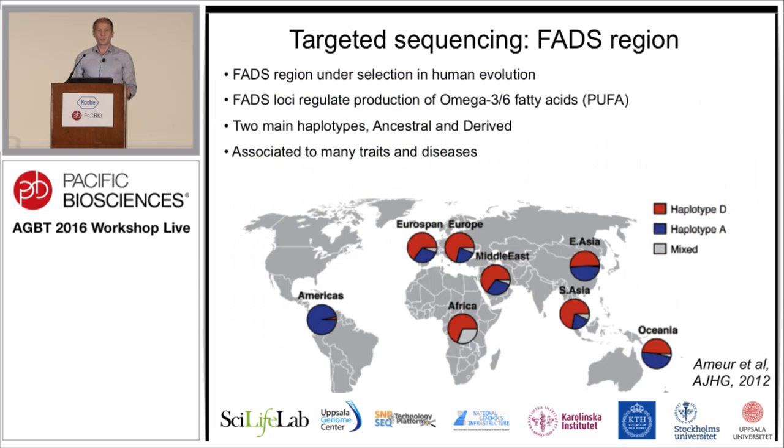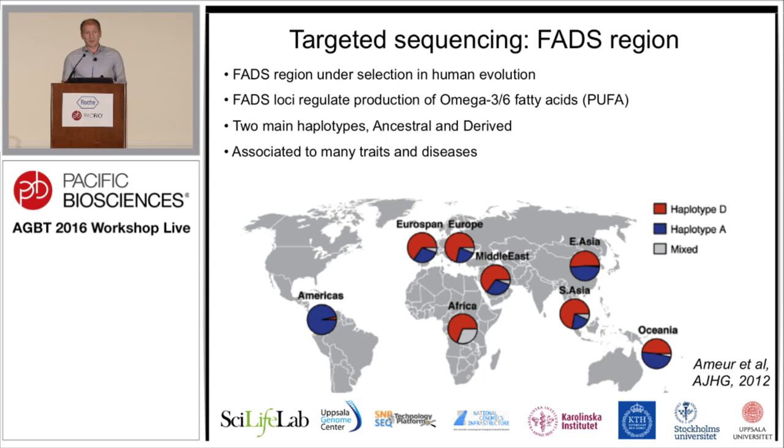I would also like to mention one research project that we're working on in a region that we think is quite interesting, called the FADS region. This is a region that has been under selection during human evolution, and it also regulates the production of omega-3 and omega-6 fatty acids. So in this region there are genes that are active in the conversion step of precursor fatty acids found in vegetable oils to longer chain fatty acids that are found in fish, for example.